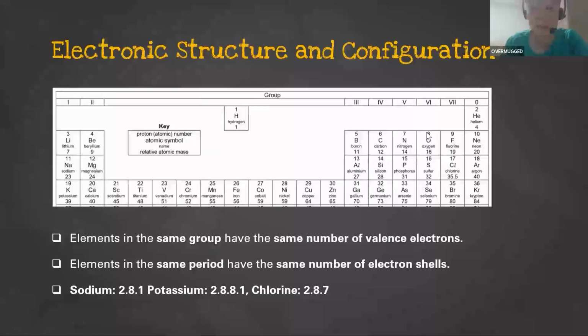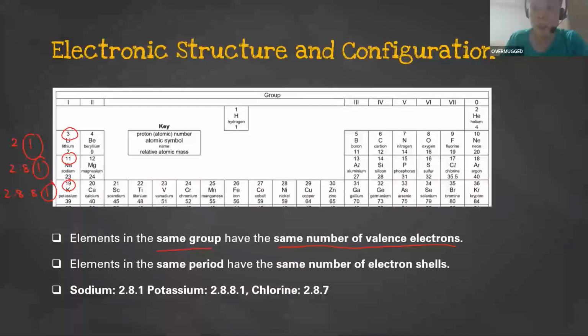So I have this section of the periodic table over here. Elements in the same group have the same number of valence electrons. Your group number actually tells you the number of valence electrons the elements have. So group 1 means 1 valence electron. This is the proton number. If I write the electronic configuration, 2.1, 2.8.1, 2.8.8.1, hopefully you can see the number of valence electrons is 1. That's why they are classified in group 1.